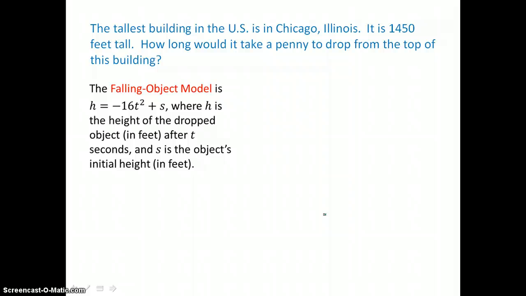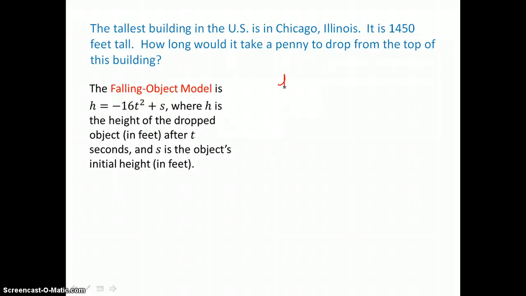Okay, in our last example, we have the tallest building in the U.S. is in Chicago, Illinois. It is 1,450 feet tall. How long would it take a penny to drop from the top of this building? So we're going to use the falling object model to solve this problem, which is h equals negative 16t squared plus s, where h is the height of the dropped object in feet after t seconds, and s is the object's initial height in feet.